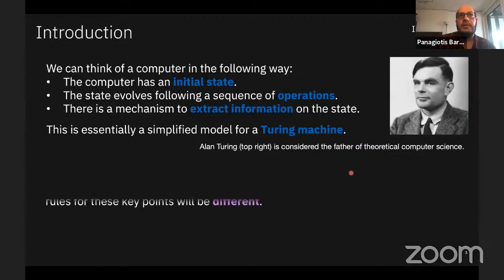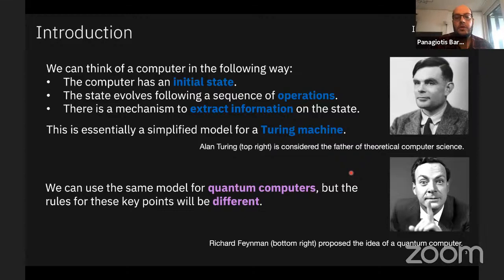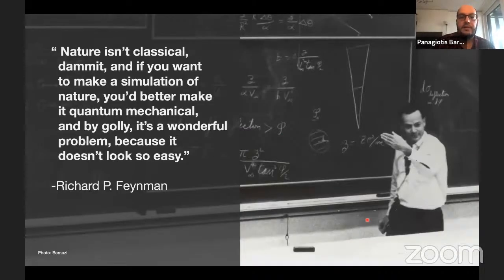Later on in time, Richard Feynman came and said that we should use the same model for quantum computers. But here we will have to use different rules in order to define a computer and extract the information that we need from the state that we are generating. Richard Feynman also mentioned another thing that is quite nice, and it's one of the things that everyone in the quantum computing community has heard already. Richard Feynman said that nature isn't classical, damn it, and if you want to make a simulation of nature, you'd better make it quantum mechanical. And by golly, it's a wonderful problem because it doesn't look so easy.